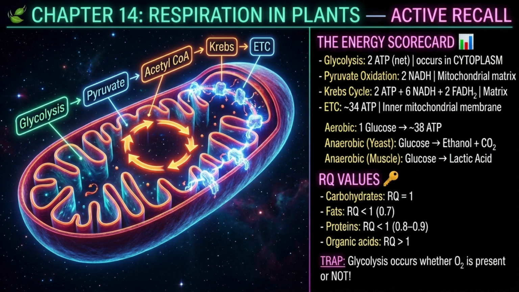2 more ATP, 6 NADH, 2 FADH2 per glucose. The electron transport chain on the inner mitochondrial membrane generates 34 more ATP. Total, approximately 38 ATP aerobically.